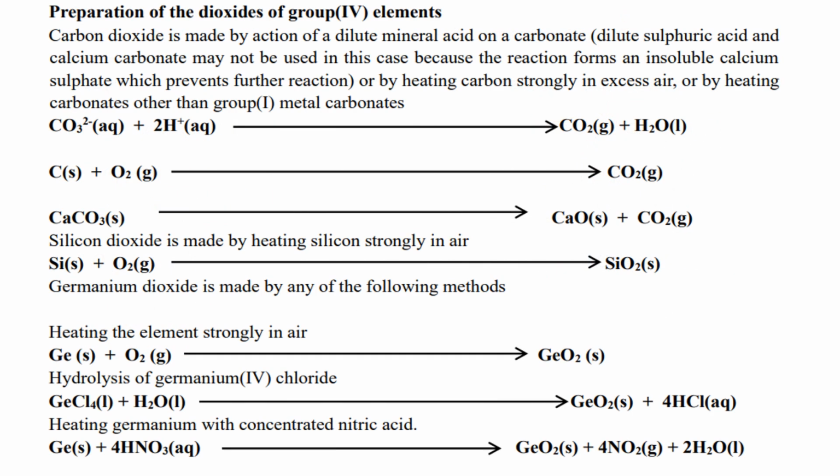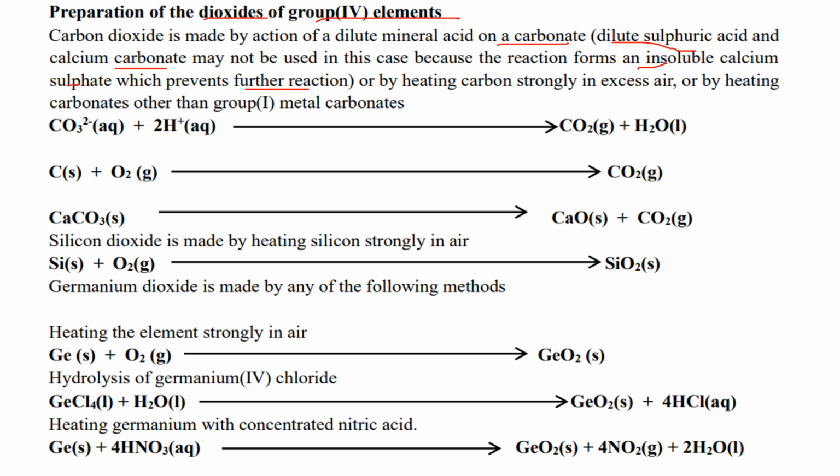Now looking at the preparations of the dioxides of group 4 elements, we are going to say that carbon dioxide is made by the action of a dilute mineral acid on a carbonate. For example, if you have dilute sulfuric acid and calcium carbonate, this is an exclusion. They may not be used in this case because we are going to form an insoluble calcium sulfate salt, which prevents further reaction.